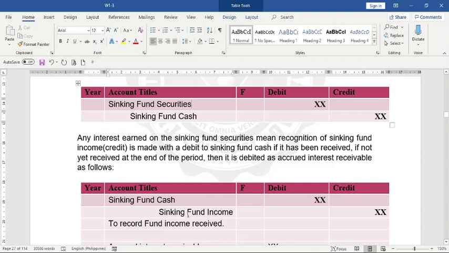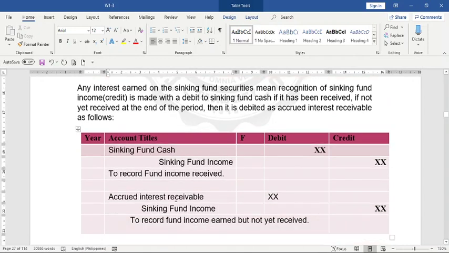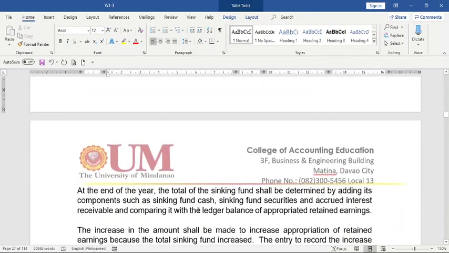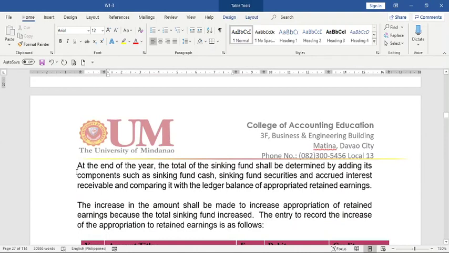Others still record it as interest income, as long as you know that this is coming from your sinking fund. But it is nicer to call it sinking fund income, no? And of course, you receive cash, and this is for your sinking fund appropriation, or segregated for your sinking fund, no? So specify sinking fund cash and then sinking fund income. If there is an interest receivable at the end of the year, then accrued interest receivable, sinking fund income. And then take note of this, okay?